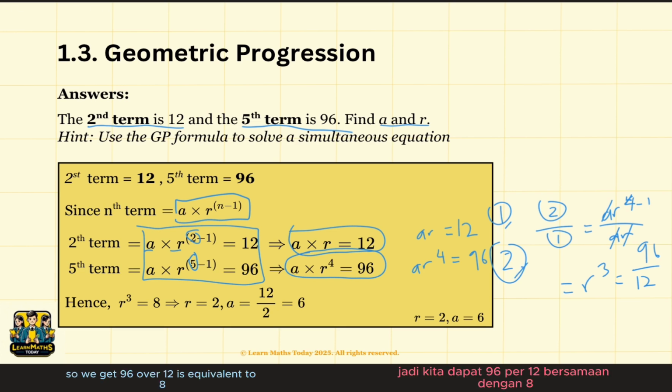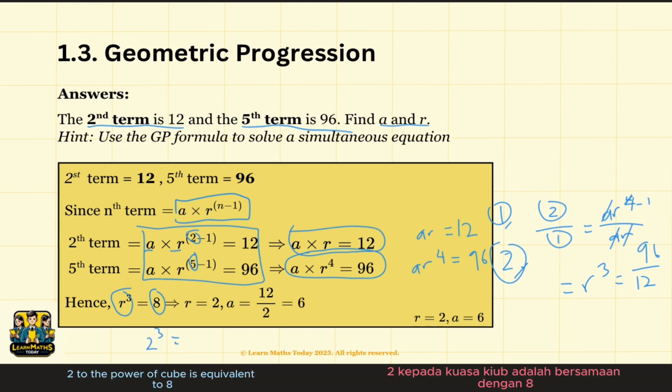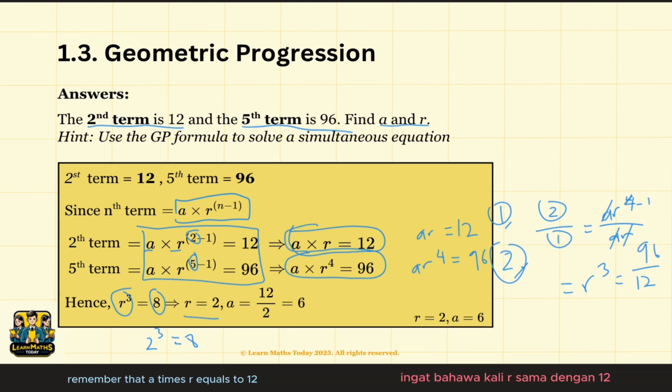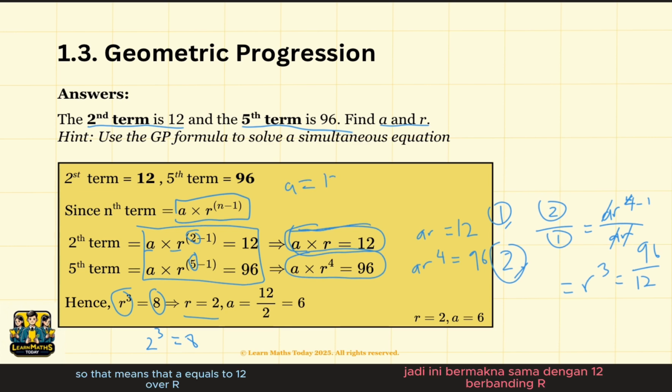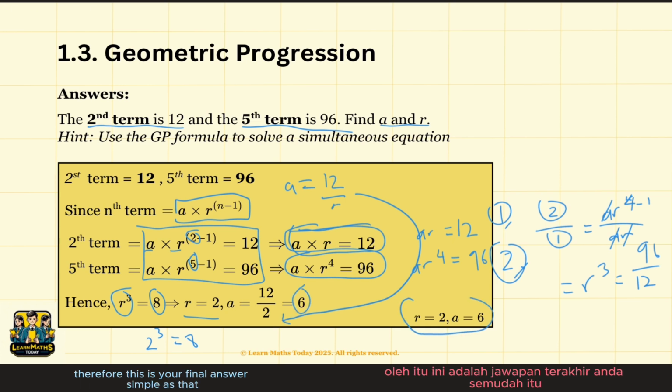So we get 96 over 12 is equivalent to 8, and r cubed is equivalent to 8. And remember that 2 to the power of 3 is equal to 8, so r is 2. And now you plug it back in here. Remember that a times r equals 12, so that means that a equals 12 over r. And as you can see, you plug r in here and you find it. Therefore, this is your final answer. Simple as that.